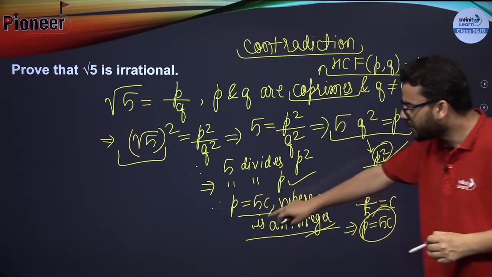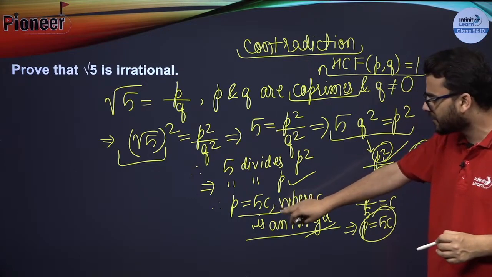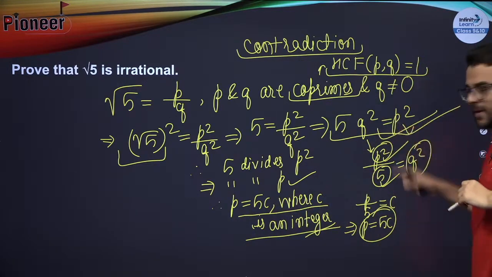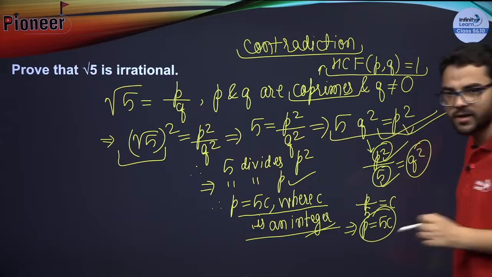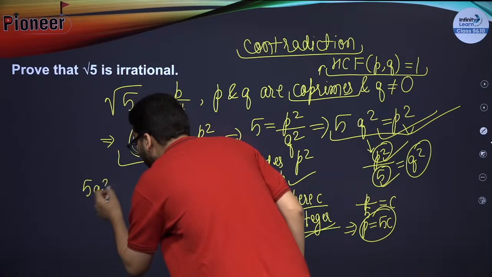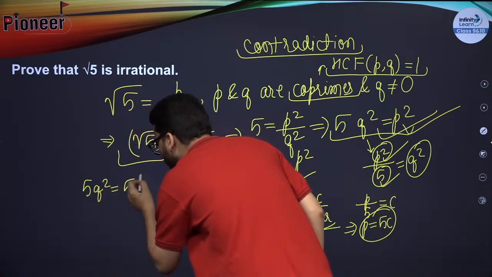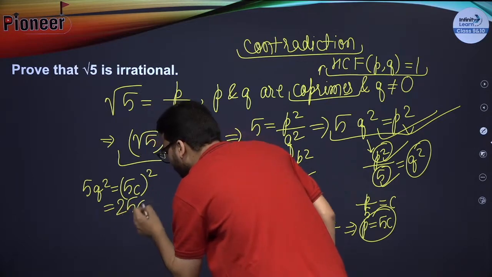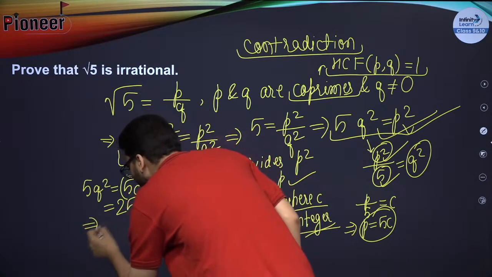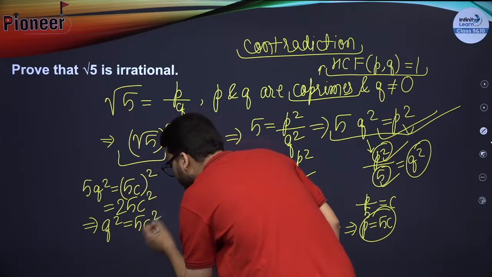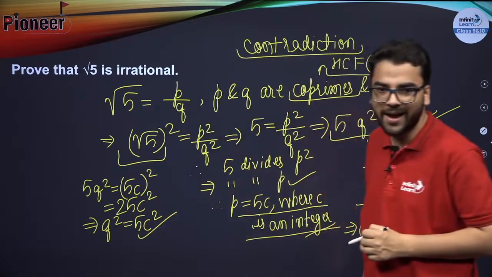Now if I can write p is equal to 5c, can I put it over here? In place of p we can write 5c. So what will I get? 5q square is equal to 5c the whole square. So this is nothing but 25c square. So from here can I write q square is equal to 5c square? Q square is equal to 5c square I can write.